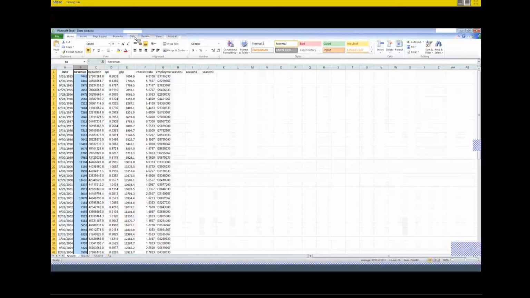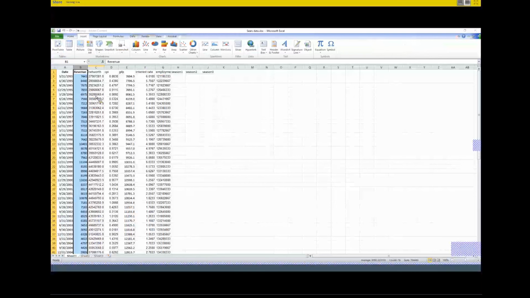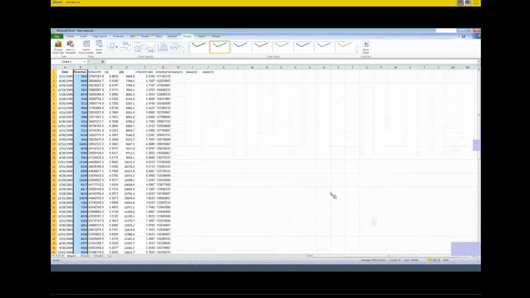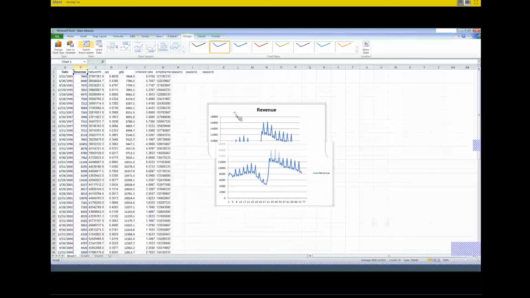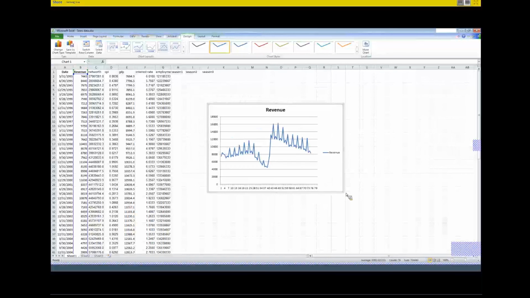So first of all, let me plot my data. I'm going to do Excel, insert. I want to insert a line. And there we go. Okay. So I highlight my revenue data, go to insert line, and I've got this one. Okay, that's my time series plot of the original data.